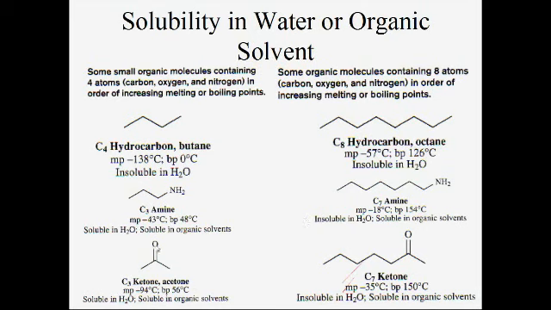Same for ketone. Ketone has a double bonded oxygen in the middle of a chain. So for acetone, it has 3 carbons plus that double bonded oxygen in the middle, and that is soluble in water. We increase that hydrocarbon chain up to a total of 7 carbons. We're increasing the hydrocarbon aspect. We're losing that dipole aspect from the double bonded oxygen, and it eventually becomes insoluble in water.